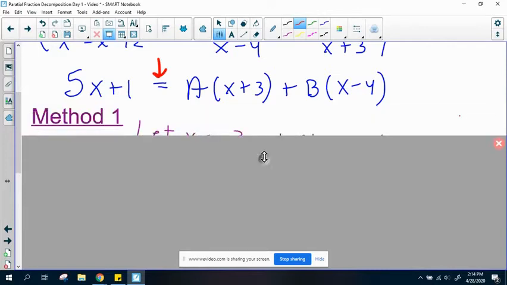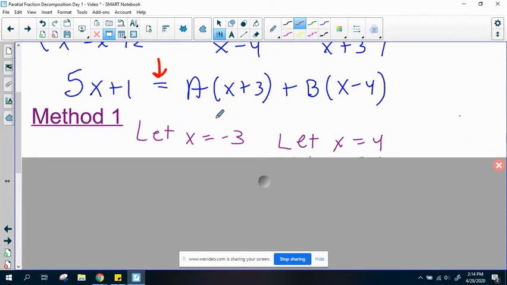So method 1 is, I'm going to stop here and let x equal -3. Now, I didn't just randomly pick that number. I picked that number because if you look here, I could make this a -3, and then this whole thing would be 0. And I'm also going to pick 4, because if I put a 4 here, then that side would equal 0. So it makes it a little bit easier to solve.